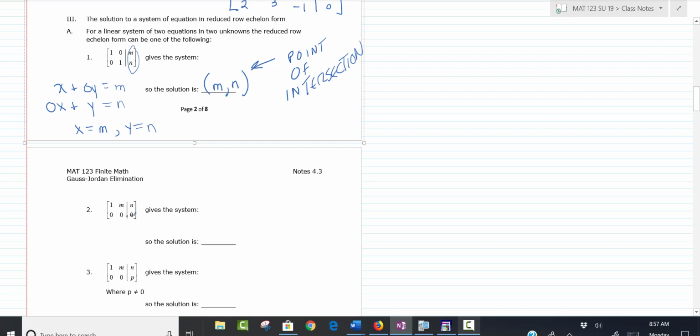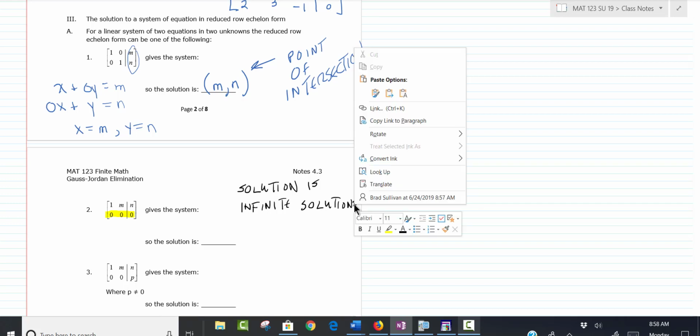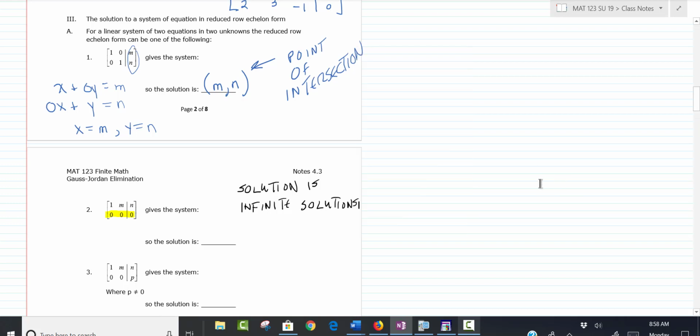Now, the next one would be if you have a row of zeros right here. Anytime you have a row of zeros, this would mean that the solution is there are infinite solutions. So we're going to learn on this to do what we call a parameterization when we write that solution to that system of equations.